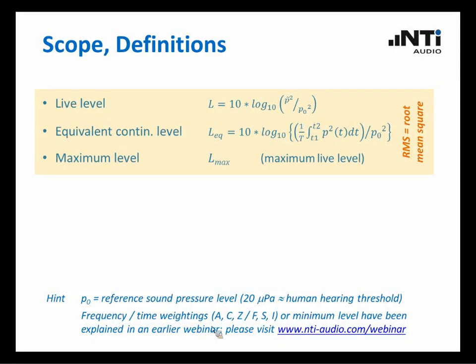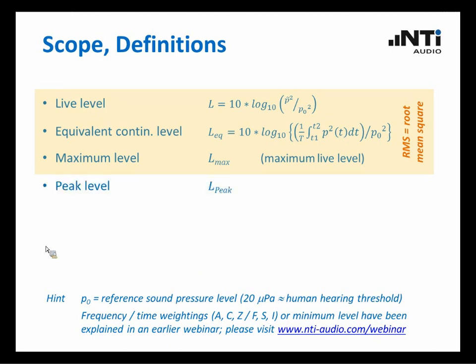And then you will encounter during your work, but also during this webinar at some points, the terms A or C or Z. These are frequency weightings, or fast, slow, impulse, which are time weightings. These terms will not be explained in detail in this webinar. We have done that on a previous occasion that you can watch on our website if you like. So there's a recording of that previous webinar. Today we will focus rather on the levels without these weightings.